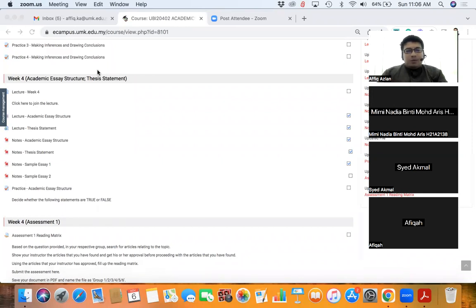Today we are going to talk about the first assessment, which is assessment 1, the reading matrix. Later on, you will be able to take a look at some of the materials uploaded onto eCampus. So for the purpose of this face-to-face lecture, we will take a look at first the academic essay structure.